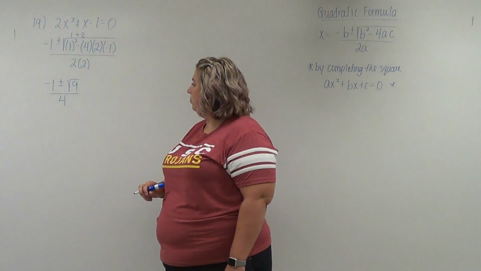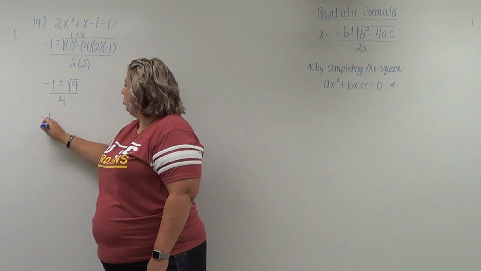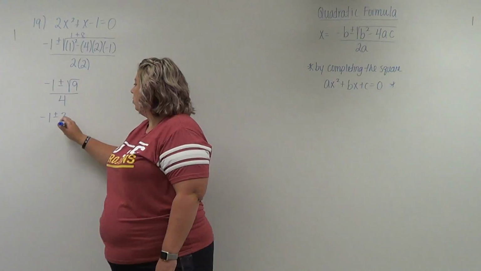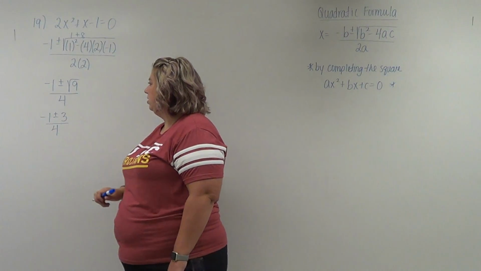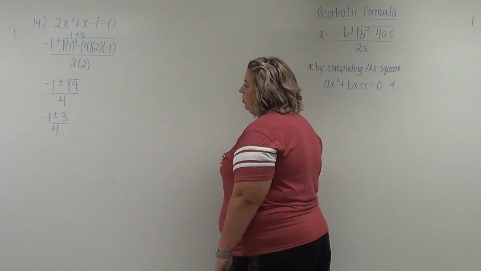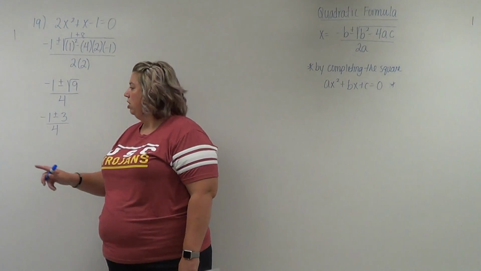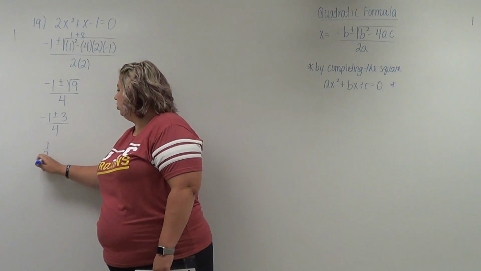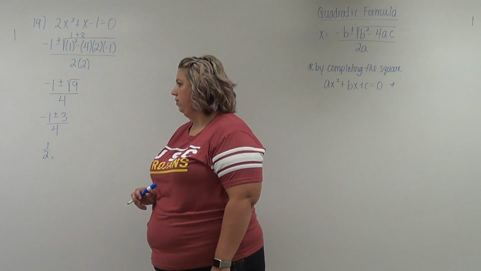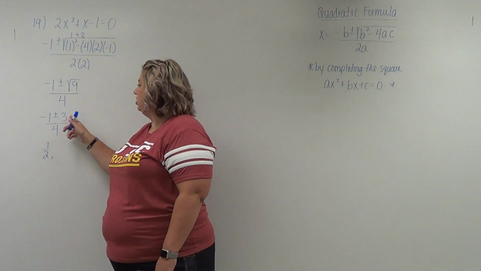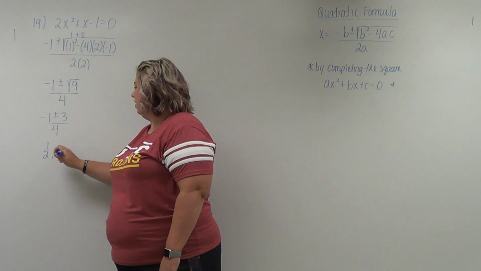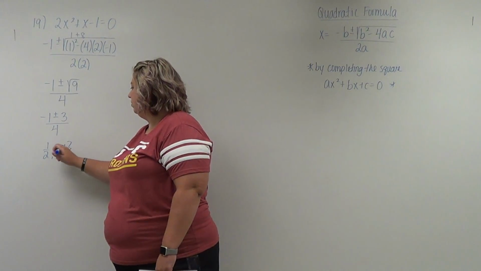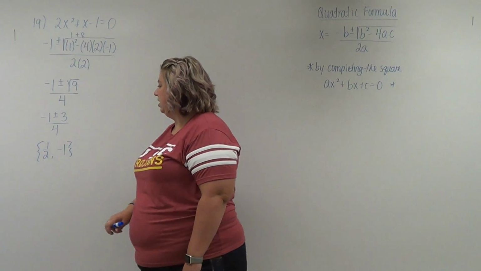Okay, so I can keep simplifying this one because square root of 9 is perfect. Square root of 9 is 3. And since I don't have square roots, I need to finish all the way out. So negative 1 plus 3 is 2. 2 divided by 4 is a half. Negative 1 minus 3 is negative 4. Divided by 4, negative 1. And then I take my two answers.